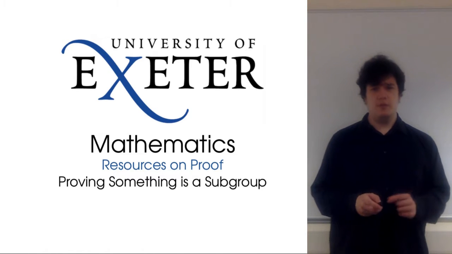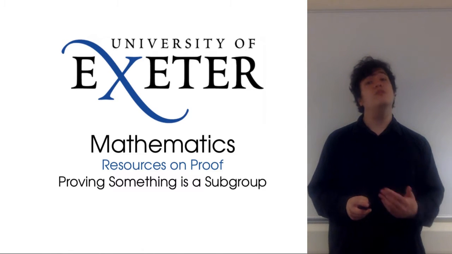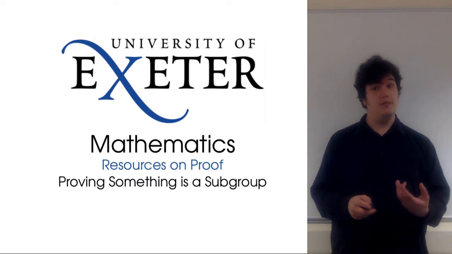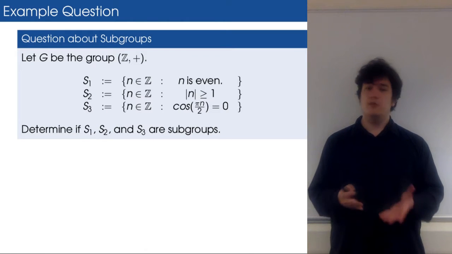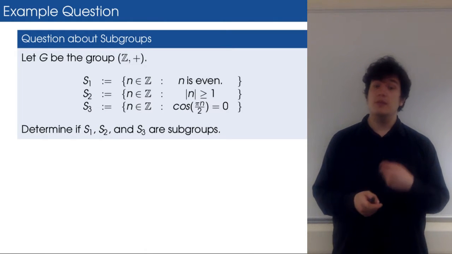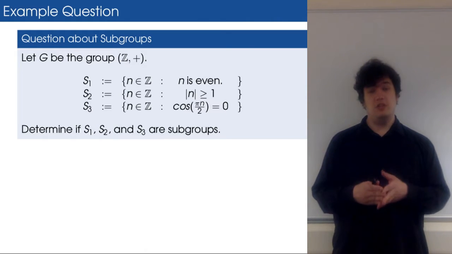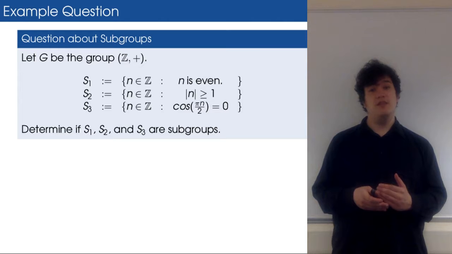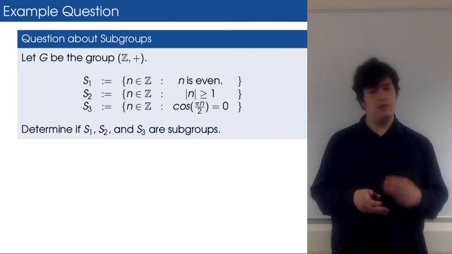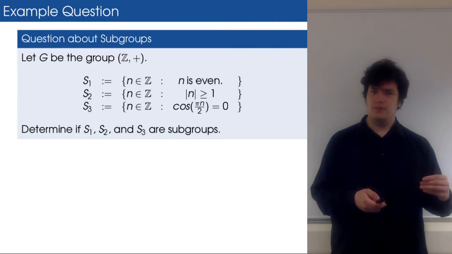This video in the Resources on Proof series is about how to prove that something is a subgroup of a group. So let's look at a typical question where you might be asked to prove that something is a subgroup. So we have G, a group, which is the integers with addition. We have three subsets of Z, and we want to determine if those three subsets are subgroups.